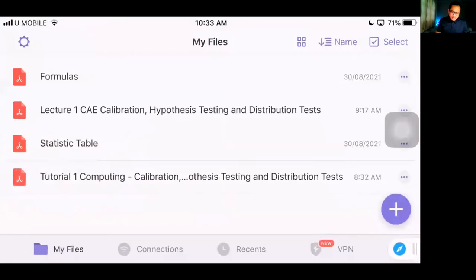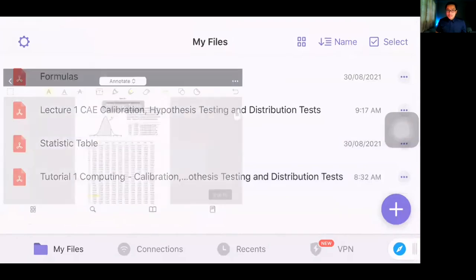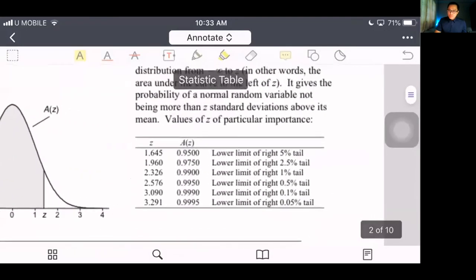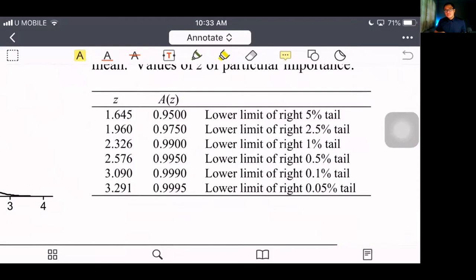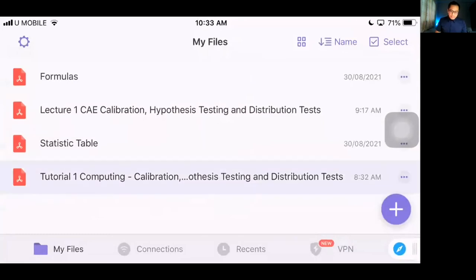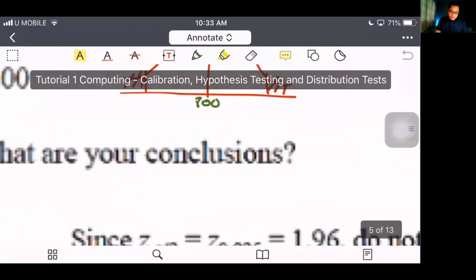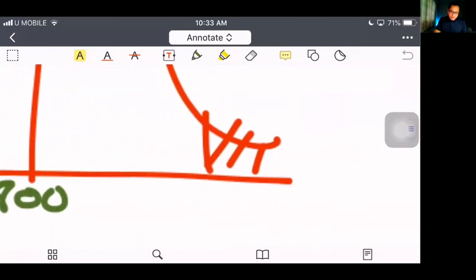So let's go to the statistic table. Go to the first page. This is a two-tail test at 5%. When it's a two-tail test, you need to divide alpha by 2. So 5 divided by 2 will be 2.5. Take a look at the second line there. Lower limit right is 2.5%. Tail is 1.96. Now, the answer was positive, 1.92 just now, so it comes from the right side of the graph. So this region, 1.96.